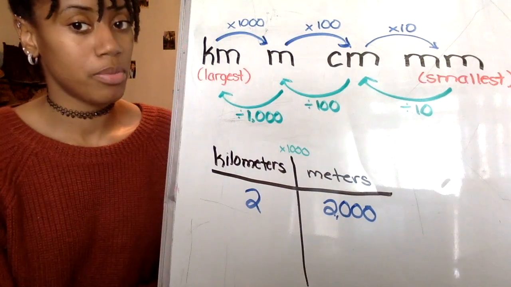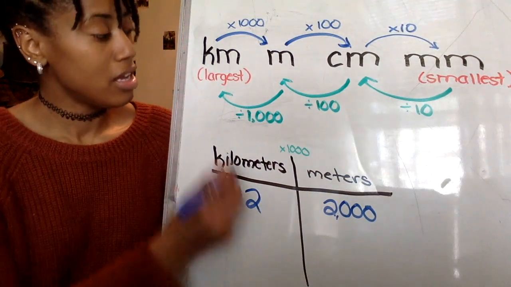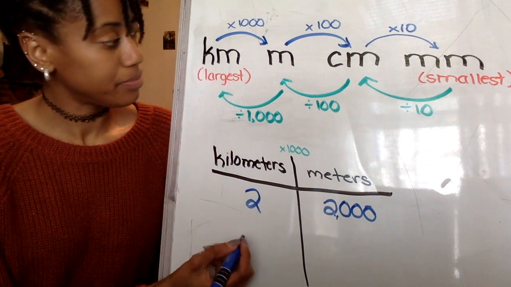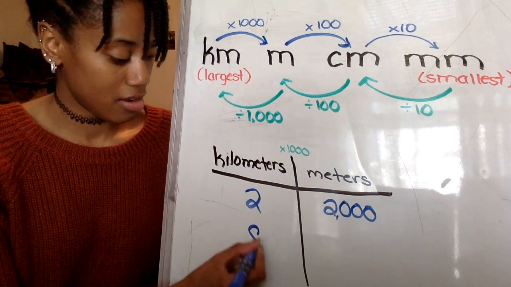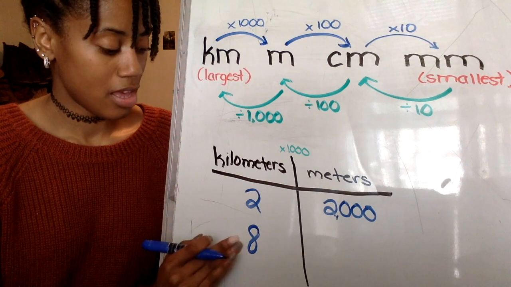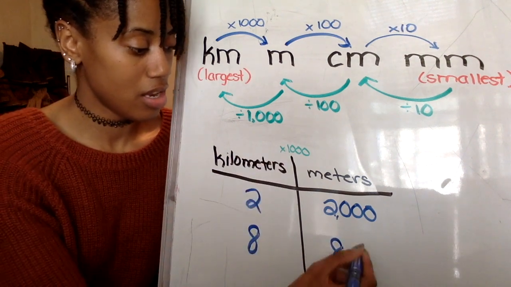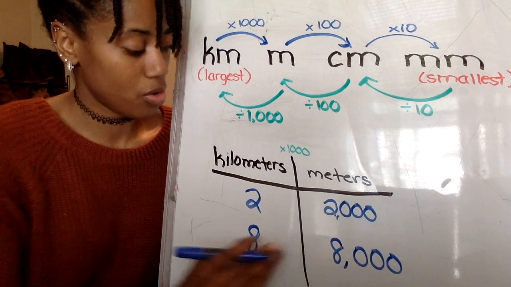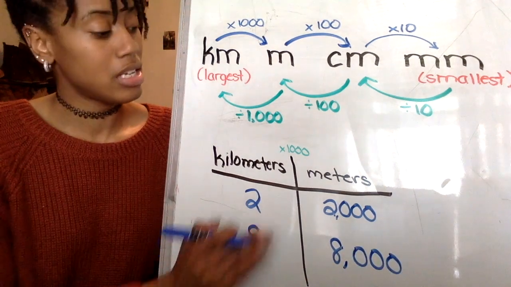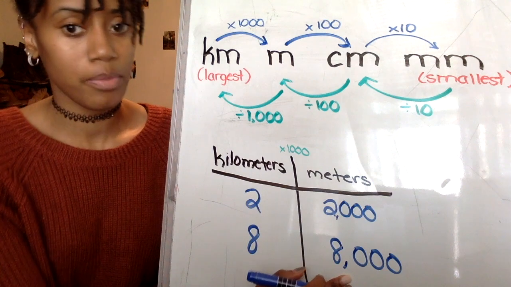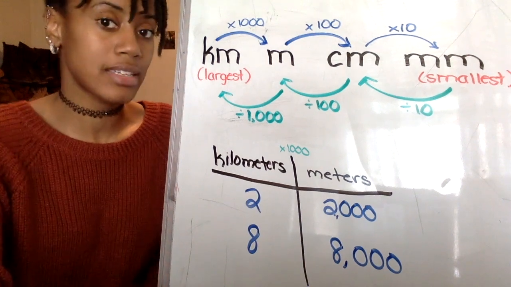So 2 kilometers is equal to 2,000 meters. Let's say I had 8 kilometers. 8 times 1,000 gives us 8,000. So 8 kilometers is equal to 8,000 meters. Hope that makes sense.